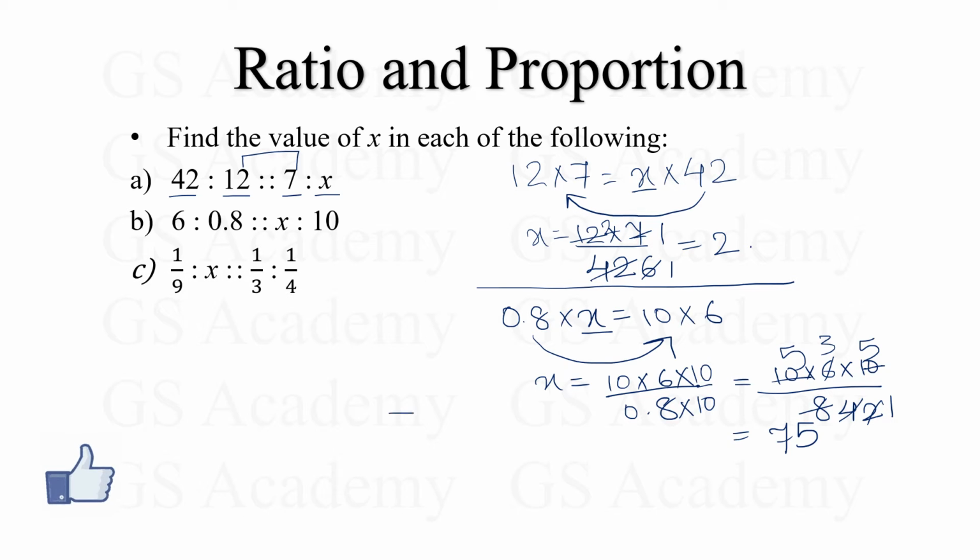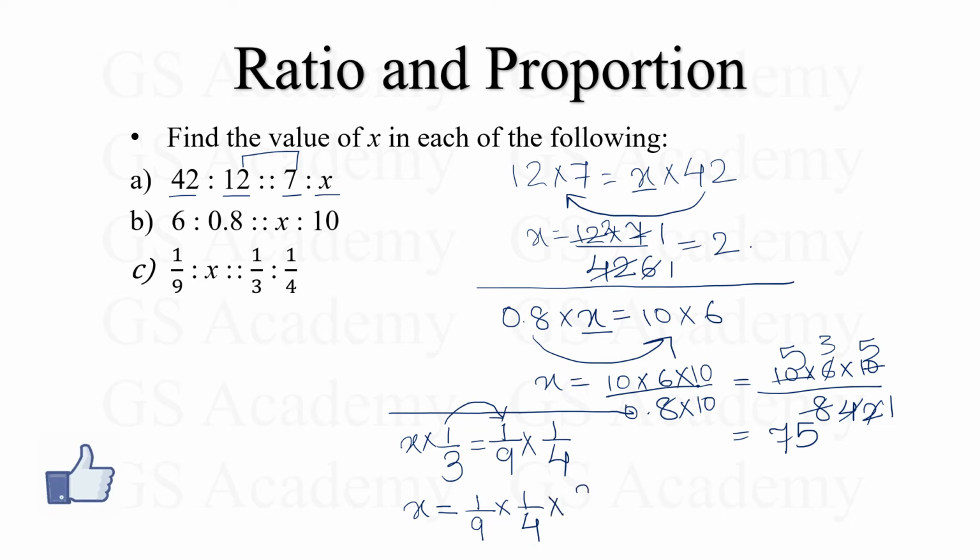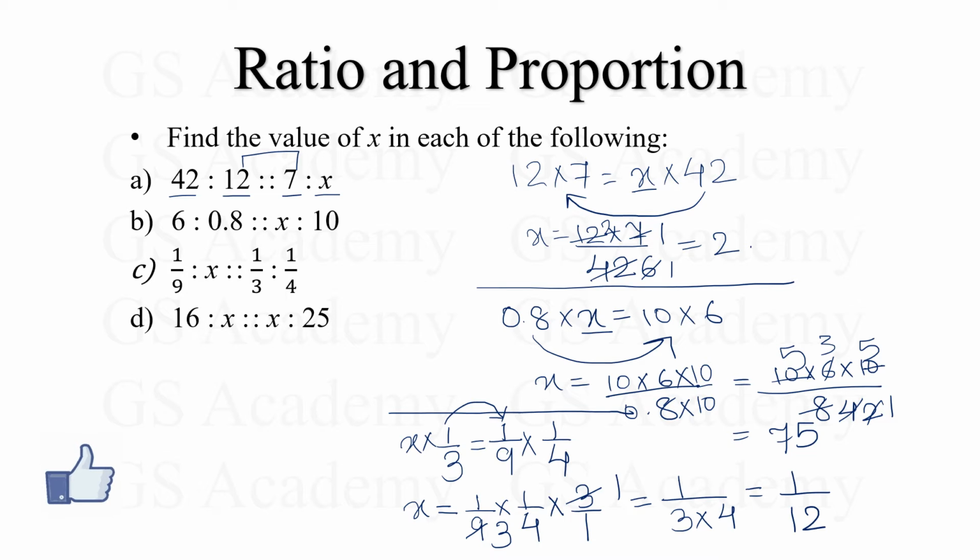So this will become x into 1 upon 3 is equal to the product of extremes, which will be 1 upon 9 into 1 upon 4. In order to find the value of x, we will shift this fraction to the other side. So while shifting the fraction, it becomes its reciprocal. So this will be x is equal to 1 upon 9 into 1 upon 4 into 3 upon 1. So 3 ones are 3 and 3 threes are 9. So the value of x for this question will be 1 upon 3 into 4, that is equal to 1 upon 12.